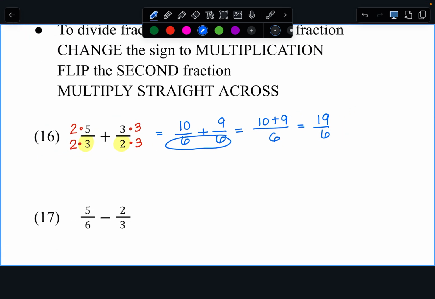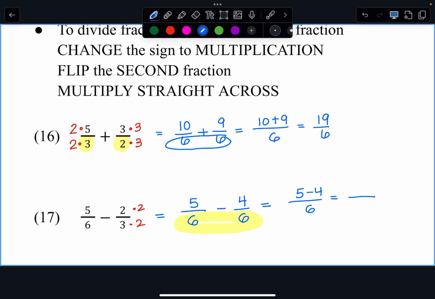You could multiply the first one by 3 and the second one by 6, but what would be easier? Just multiply the second one by 2 on top and bottom, and then those denominators will match. So we have 5 over 6 minus 4 over 6. Hey, look, they match. So now we have 5 minus 4 all over 6, which is 1/6. Now, obviously, you don't have to show this part. You can just go straight to there, but it's just to show you why that works.